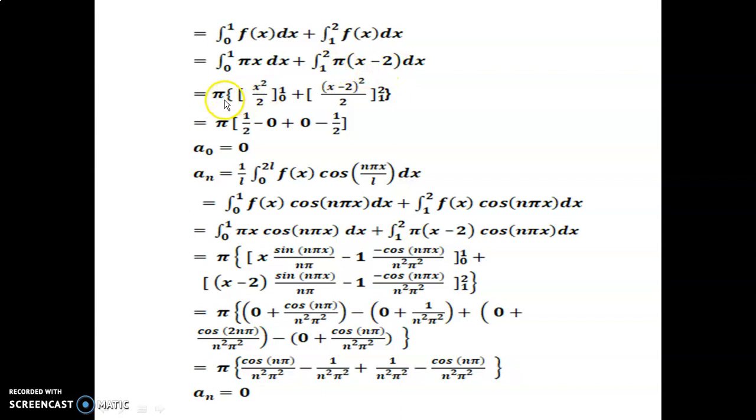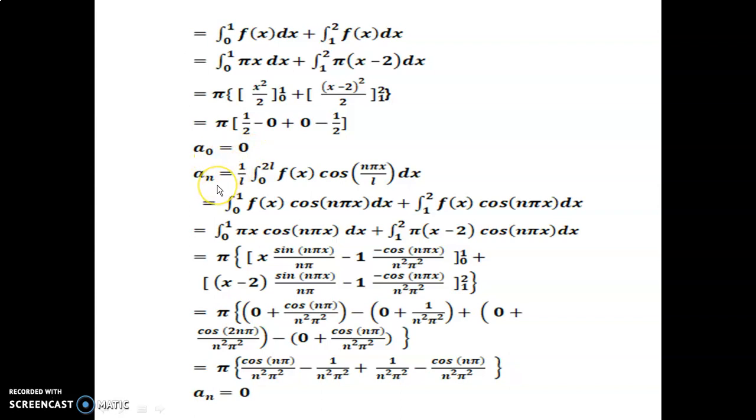Take pi common and solve the integration with respect to x. So the integration of x is x square by 2, limits 0 to 1. Integration of the second term x minus 2, bracket square by 2, limits 1 to 2. Substitute the upper limit minus lower limit, we get a0 equal to 0.